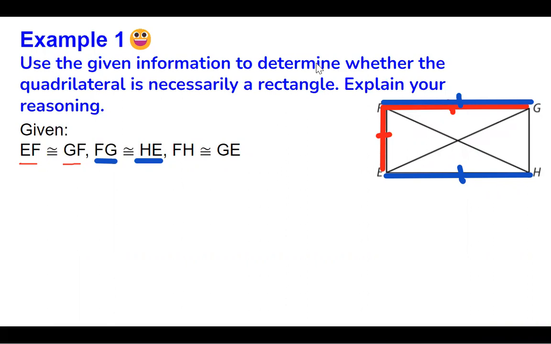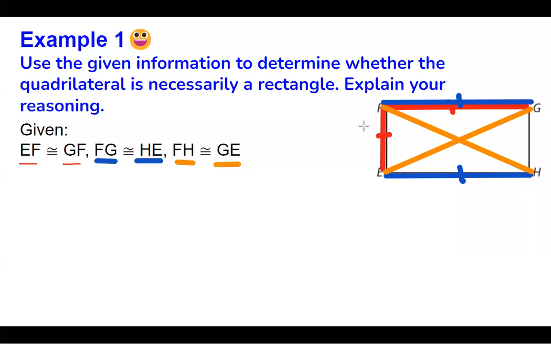F, H. Right here. And then GE. What do you guys think? A square. It could be a square, but now we have, most importantly, the information that we need, which is the diagonals. Now, is that enough information to tell us that we have a beautiful rectangle?